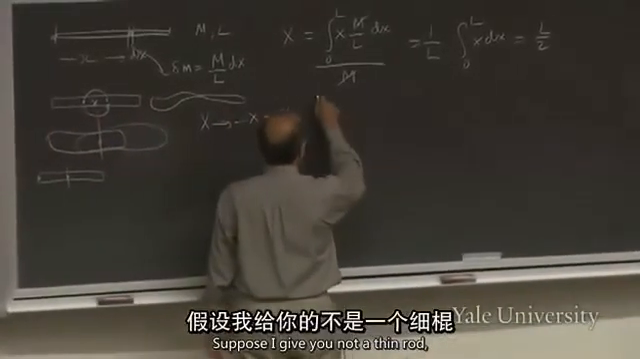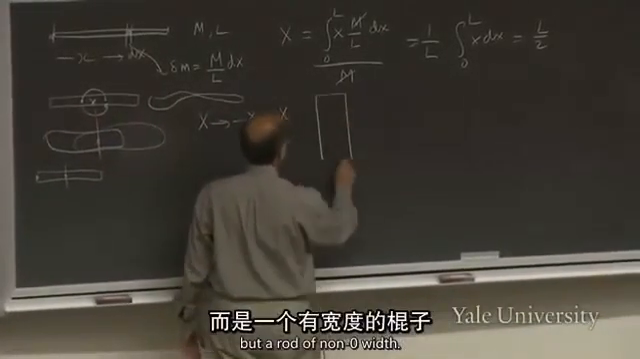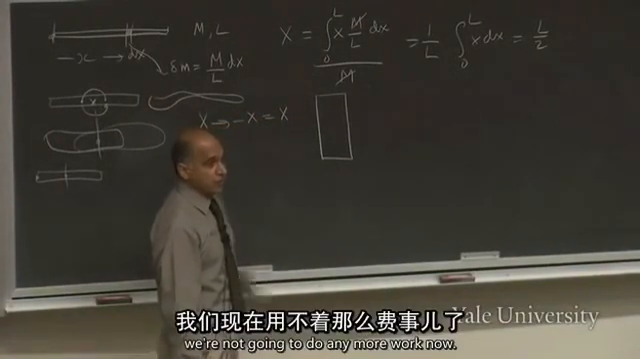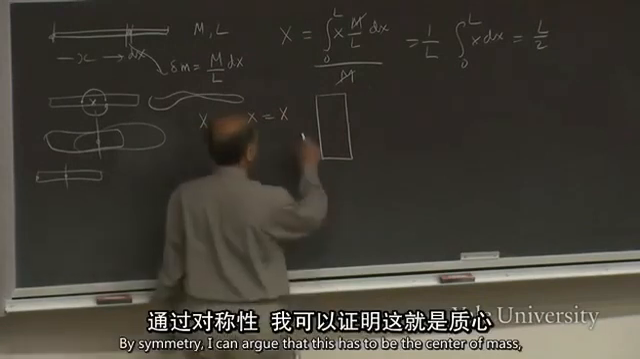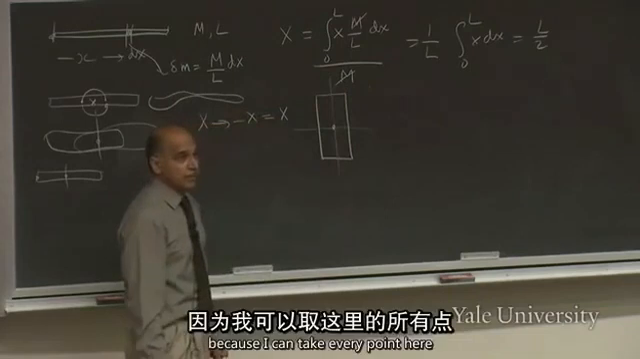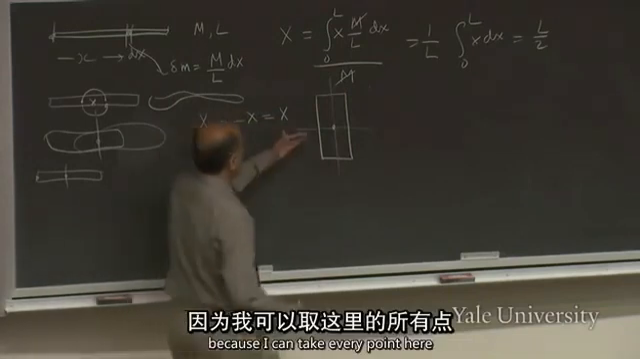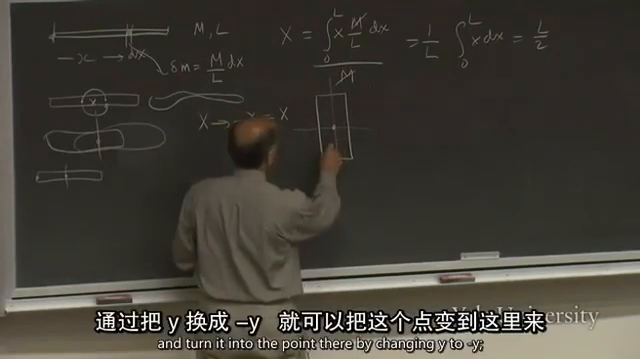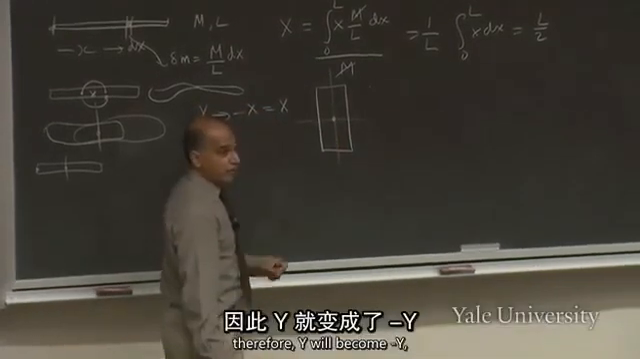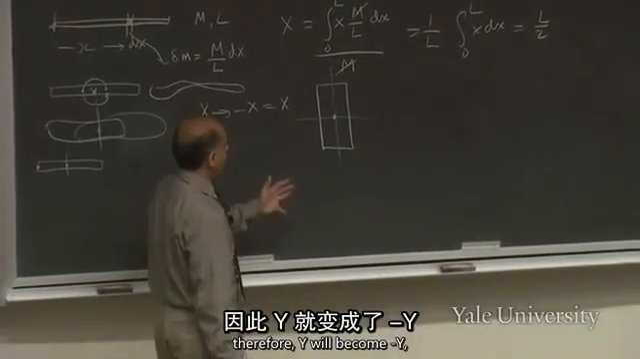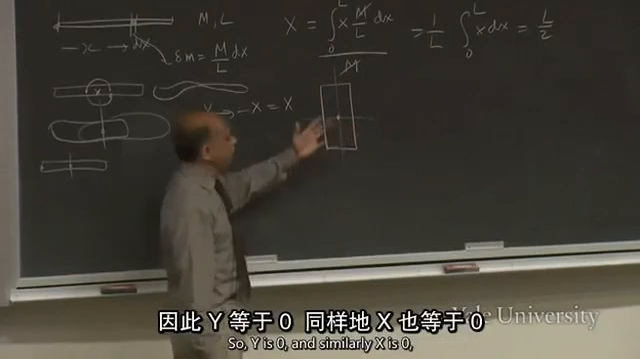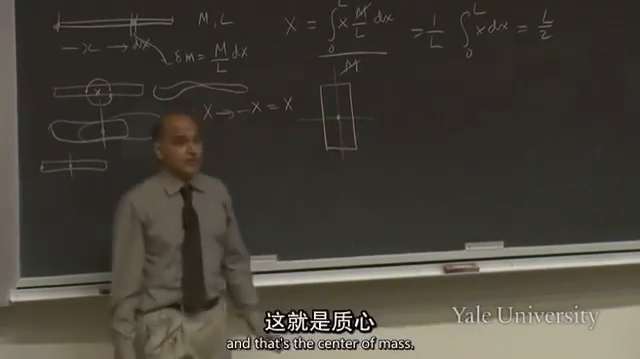Suppose I give you not a thin rod, but a rod of non-zero width. We want to know its center of mass. We're not going to do any more work now. By symmetry, I can argue that this has to be the center of mass. Because I can take every point here, turn it into the point there by changing y to minus y. Therefore, capital Y will become minus capital Y. But the body looks the same after this mapping. So capital Y is 0. Similarly, capital X is 0, and that's the center of mass.